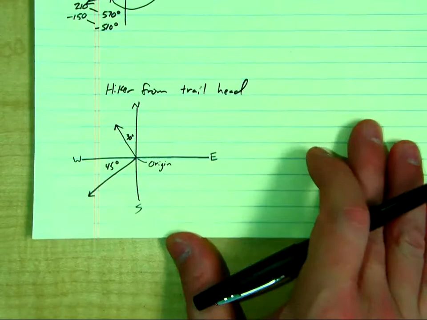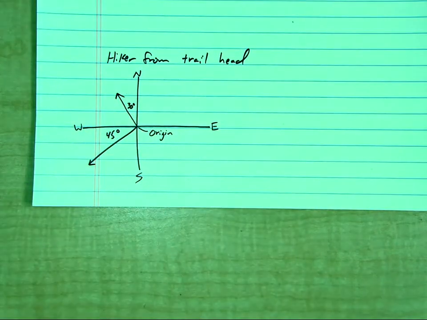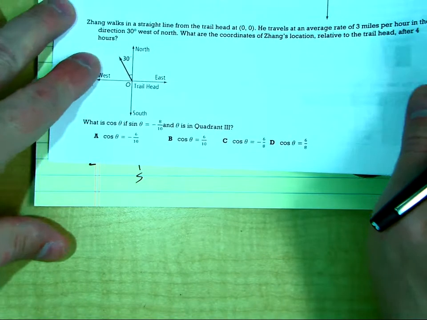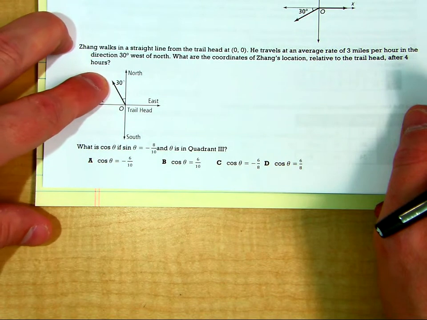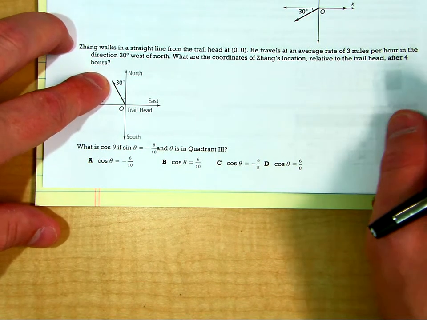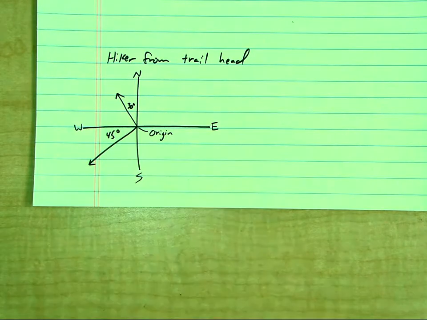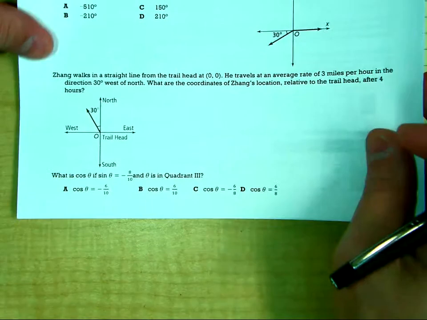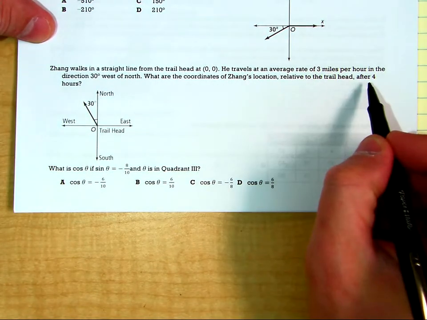Now let's do one more concept question. There was the hiker, it's this question right here. The hiker starts at the trailhead and goes for some distance. We want to find out how far he is relative to the trailhead. I changed the angles because I want to show you how easy this is. Let's say he's going 3 miles per hour. He walked for 4 hours. How far did he walk?